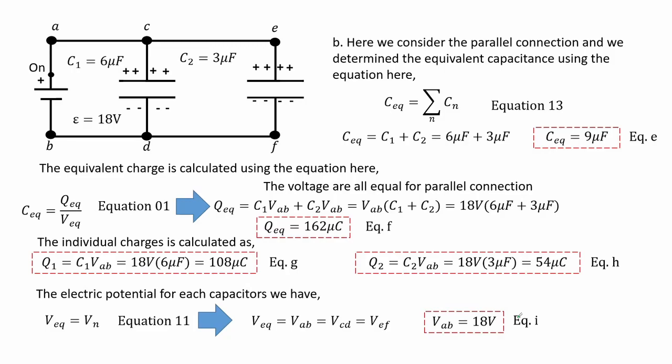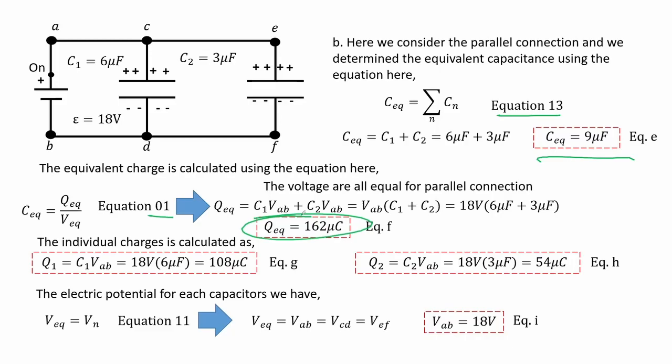For letter B, here we consider the parallel connection and we determine the equivalent capacitance using equation 13. We see that the equivalent capacitance is equal to 9 microfarad, as shown in equation A. The equivalent charge is calculated using equation 1 and rewritten to solve for the charge. Since the voltage is the same for a parallel connection, we factor it out. So the equivalent charge is about 162 microcoulomb, as shown in equation F.